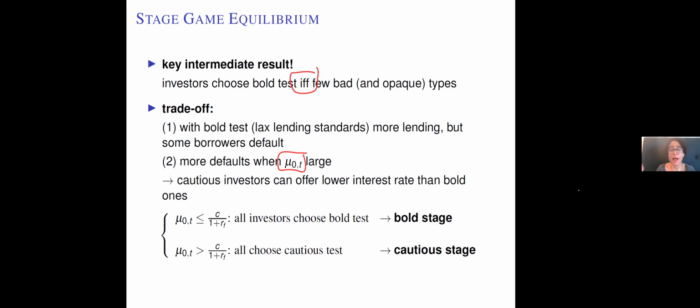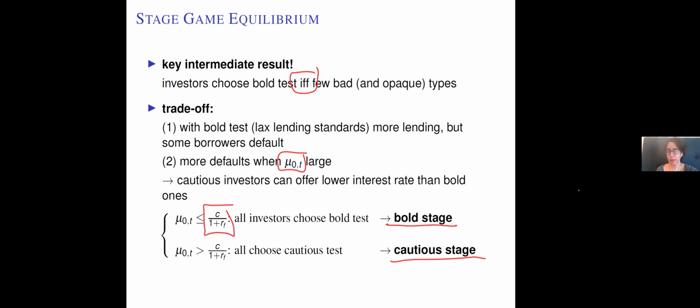And that leads to the key intermediate result that I mentioned. There is an endogenous threshold, which you can exactly characterize. It's the cost of the test divided by 1 plus RF. If the fraction of bad opaque entrepreneurs is less than this threshold, then all investors choose the bold test. If the fraction is above, then all investors choose the cautious test. Since all the investors behave the same, we're going to call this bold stage versus cautious stage.